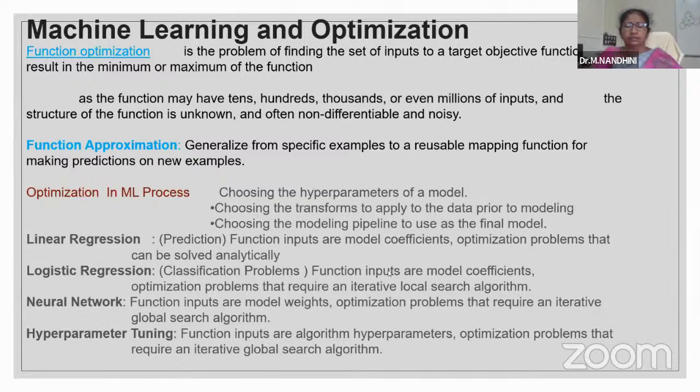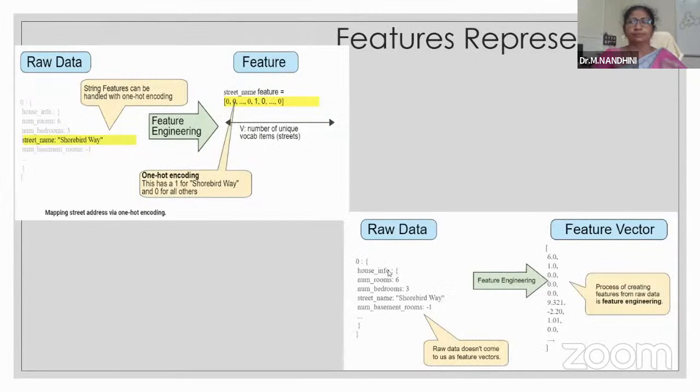Then neural networks. In a neural network, backpropagation and feed forward are repeated n number of times, so that is iterative global search. Then hyperparameters. We try different combinations of parameters, which also have to be tuned. These are the places where we have optimization in ML.